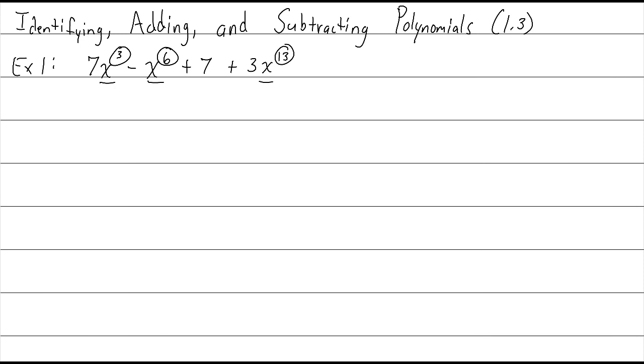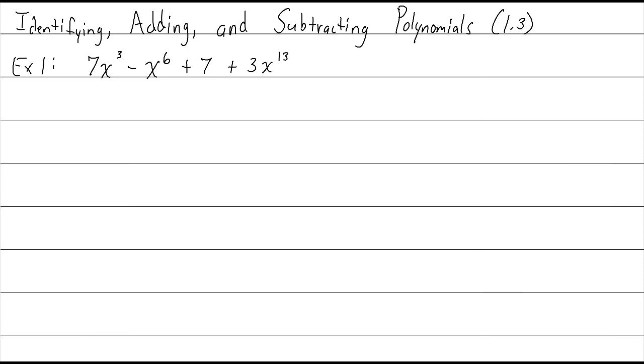And then you see that it's broken up into multiple terms. I see 1, 2, 3, 4 terms. That's 3 positive terms and 1 negative term. Okay, so those are things we can pay attention to. So this is a polynomial.